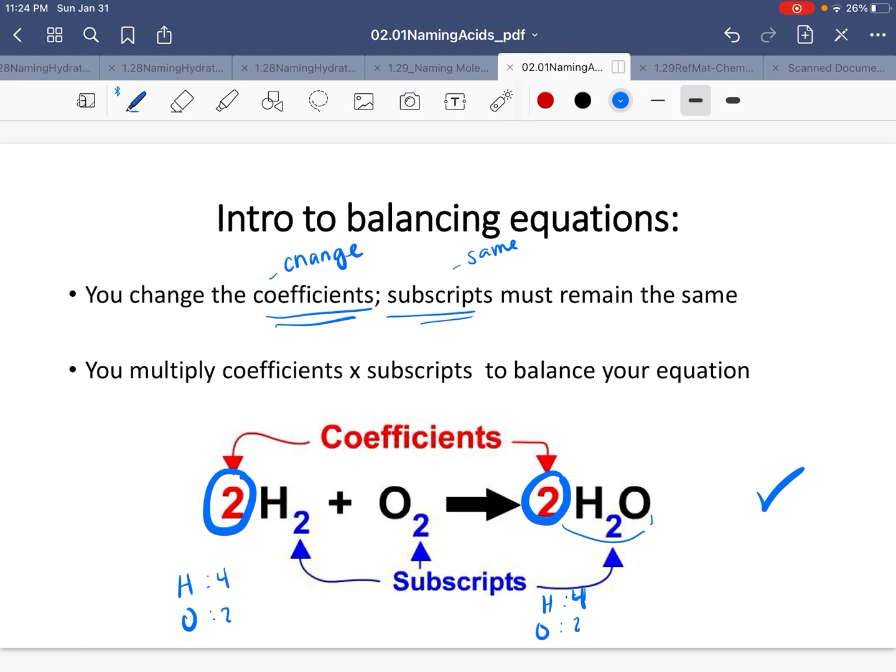Again, we're not going to learn this all together until Wednesday, but make sure that you do know that coefficients are the red ones. They're the large numbers in the front. Those can change. Coefficients and C change. And subscripts are the smaller numbers. Subscripts are these blue numbers on the bottom, and those do not change. They stay the same. Again, subscripts begin with an S, and so does the word same. Coefficients begin with the word C, and so does the word change.